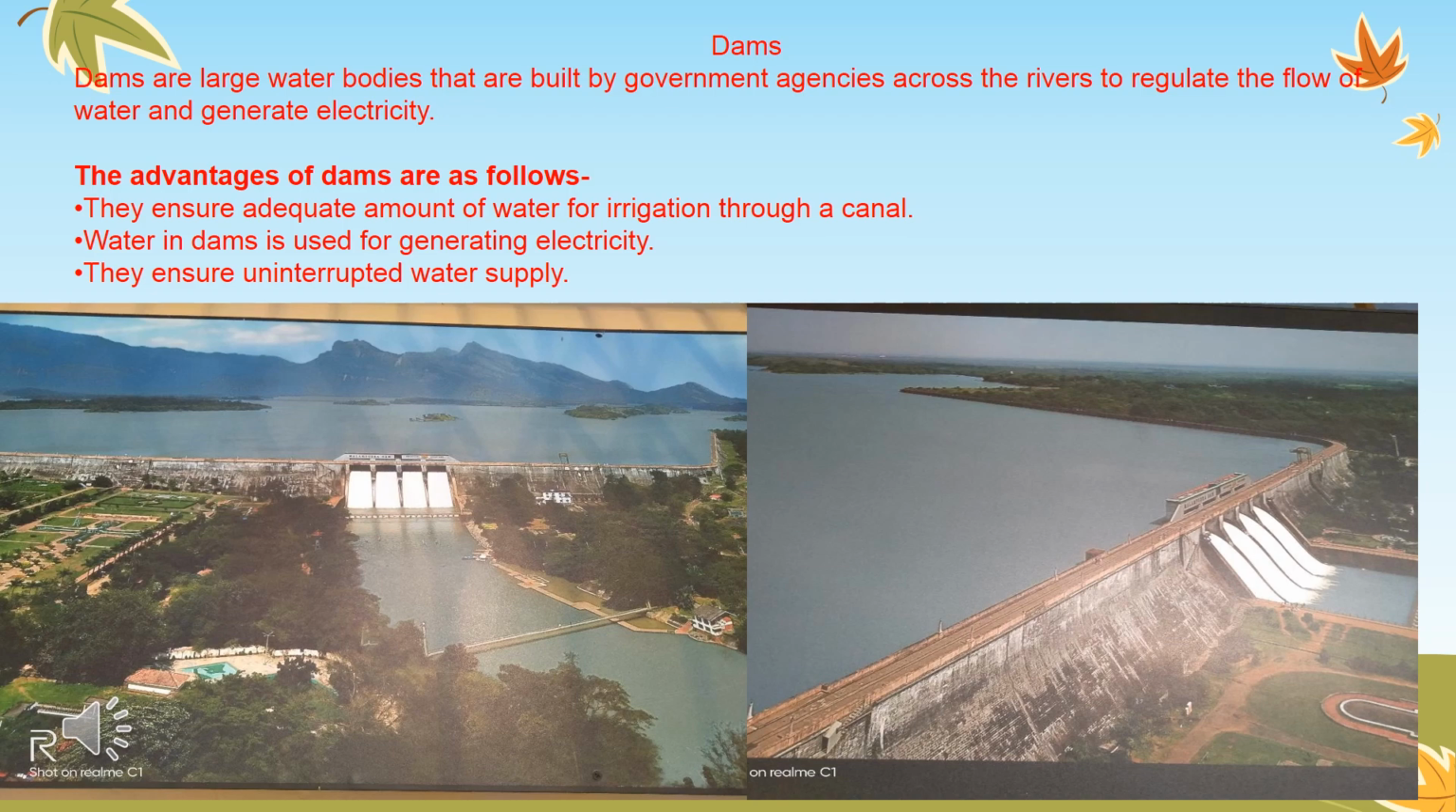Dams are useful for the society in the following ways. They ensure an adequate amount of water for irrigation through canals. Water in dams is used for generating electricity, that is hydroelectric power generation. They ensure uninterrupted water supply. So these are all the advantages of having dams.